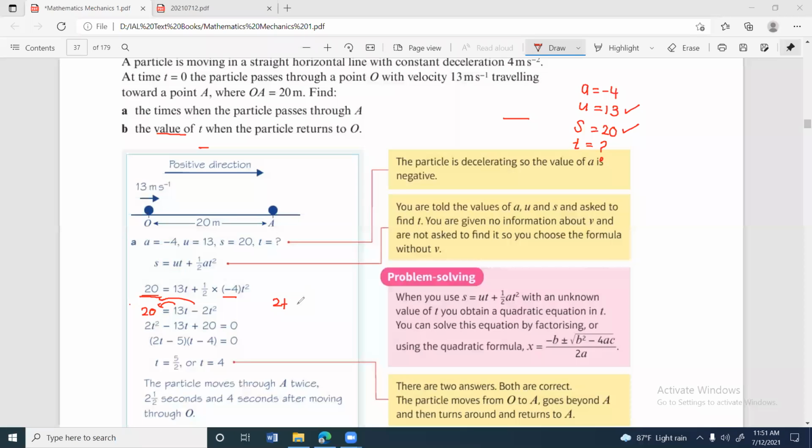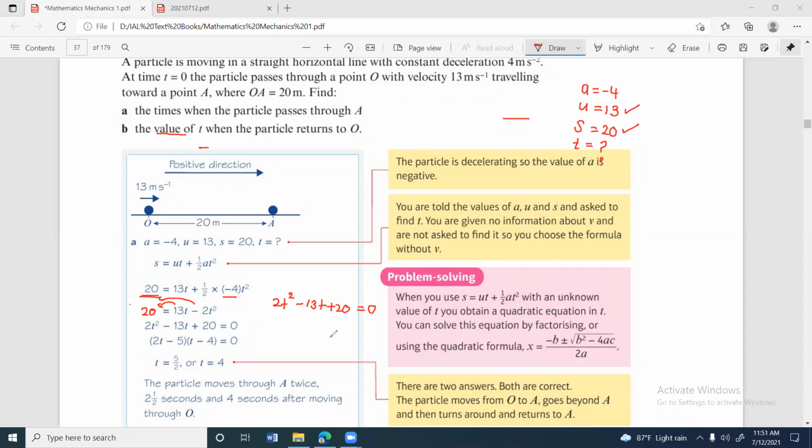2t squared minus 13t. Again, I made the same mistake. Sorry. 2t squared minus 13t. The 20 is already there. So it should be 20 equals to 0.